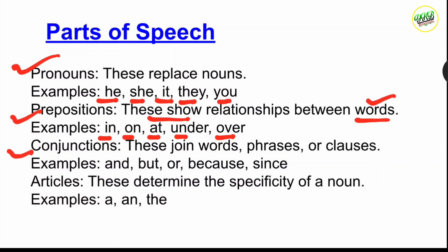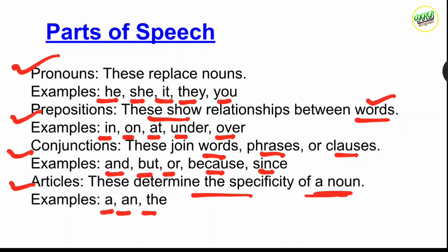Next, conjunctions. These join words, phrases, or clauses, for example and, but, or, because, since. These are all conjunctions. Next, articles. Articles are an important topic. They determine the specificity of a noun, like a and the.